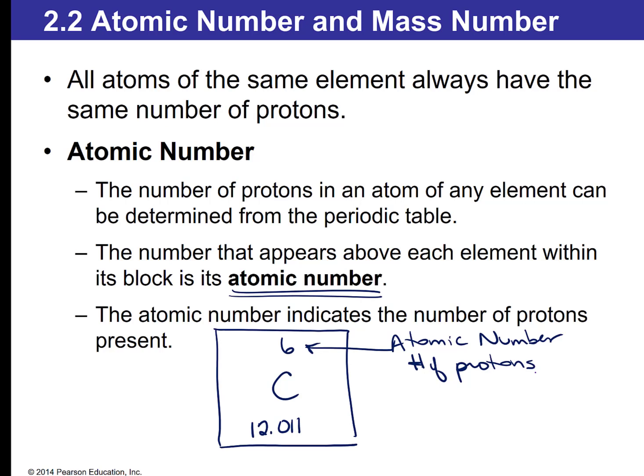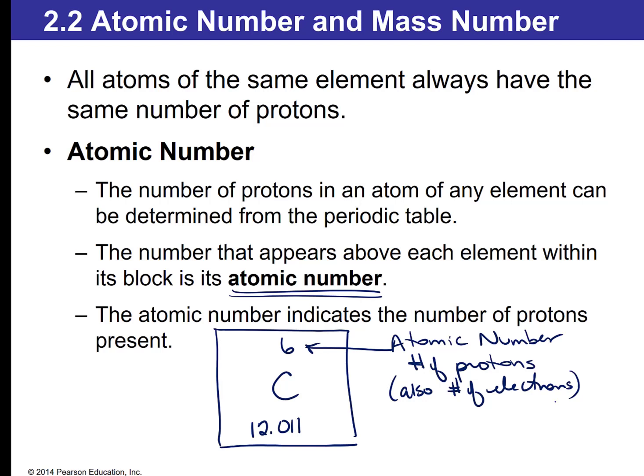However, in an atom, atoms are neutral. So if we have 6 protons of carbon, what else do we have 6 of? Not neutrons, because those are neutrons. If we have 6 positive protons, then we're going to have 6 negative electrons. So the atomic number also tells you the total number of electrons. So you don't even have to figure it out. All you got to do is look at the periodic table.